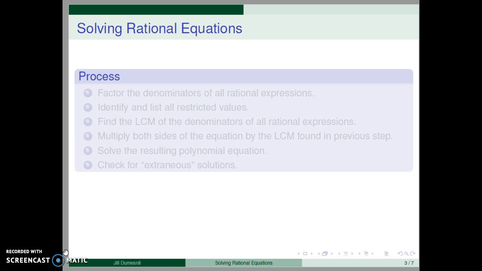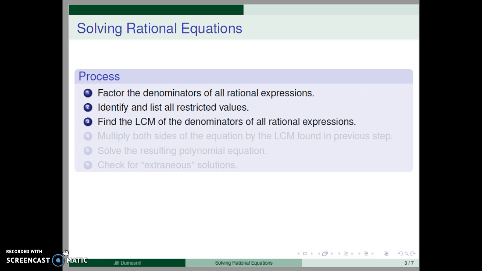As is often the case, a general process guideline is helpful in solving rational equations. First, factor the denominators of all rational expressions. Second, identify and list all restricted domain values in the original equation. Then find the least common multiple of the denominators from the equation and multiply on both sides of the equation by this least common multiple found in the previous step. This will clear all fractions from the equation.